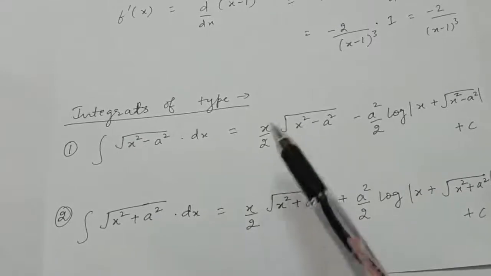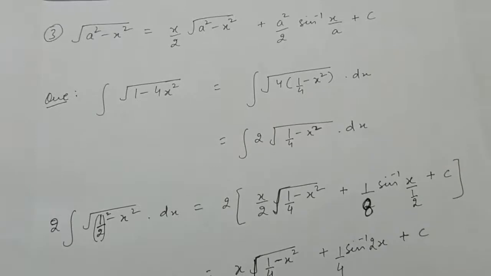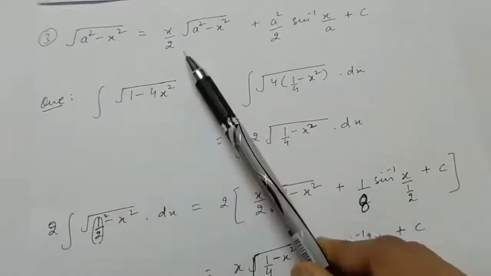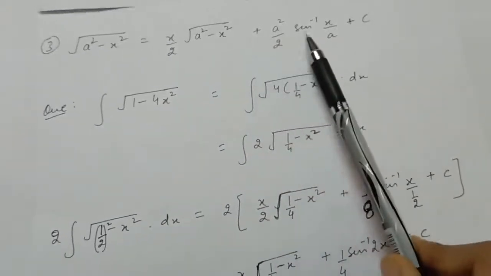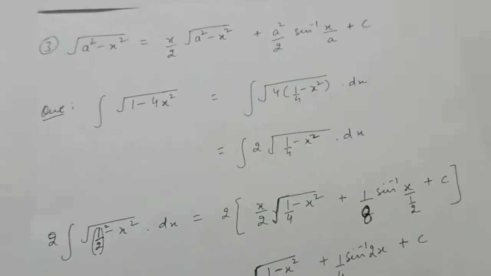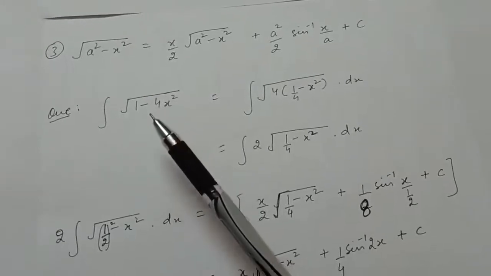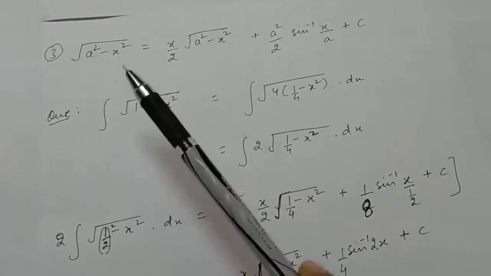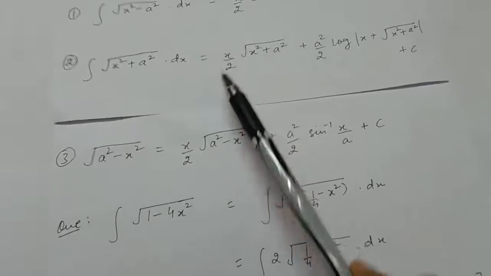So see, these two formulas are almost the same, but now the third formula is integral of root of (a square minus x square), which is equal to x by 2 into root of (a square minus x square) plus a square by 2 into sine inverse of x by a, plus c. So you have to learn these three formulas. Only direct questions they will ask, and there is also very little chance that they will ask questions based on these three formulas, but still you have to learn them.